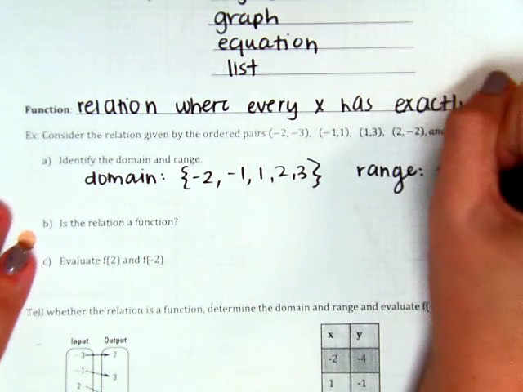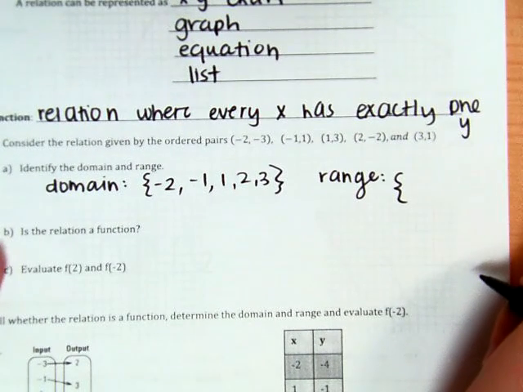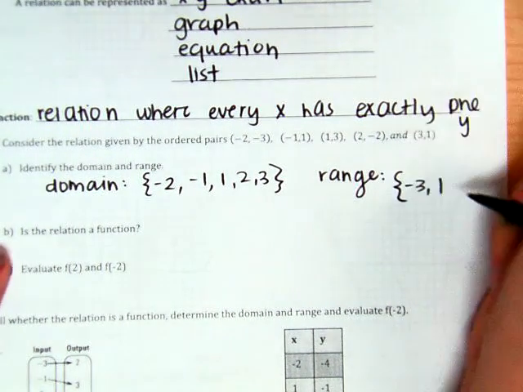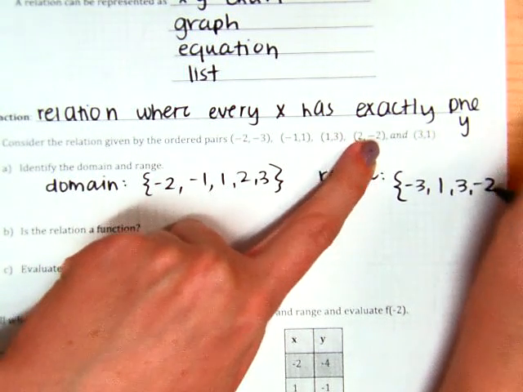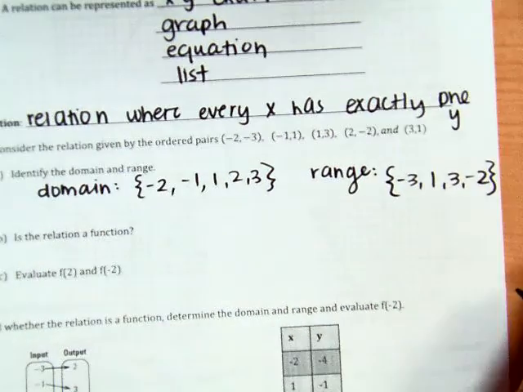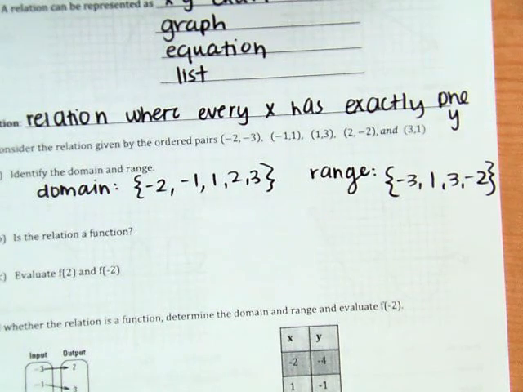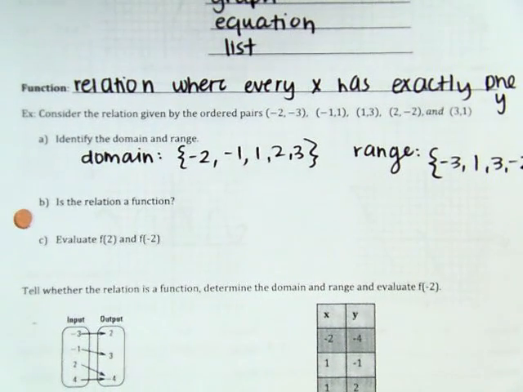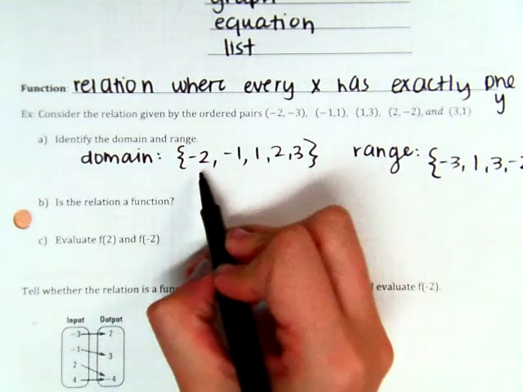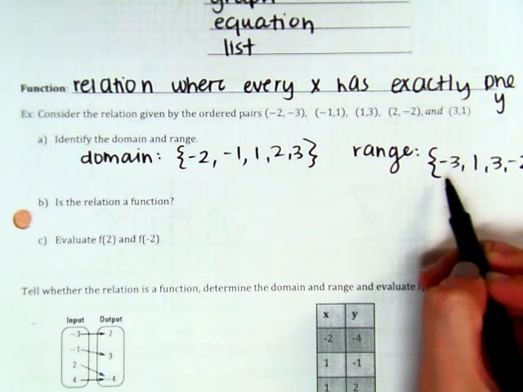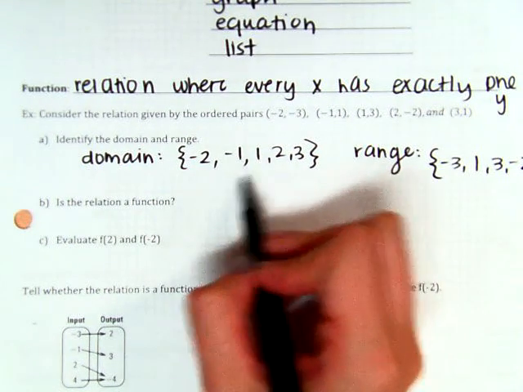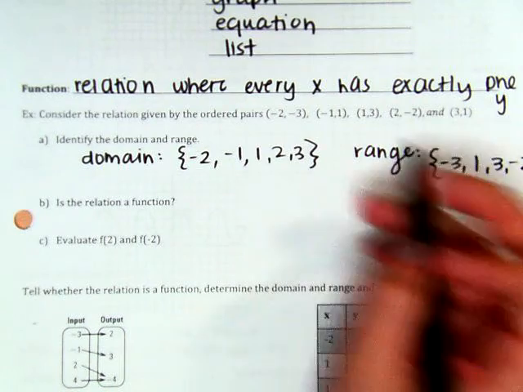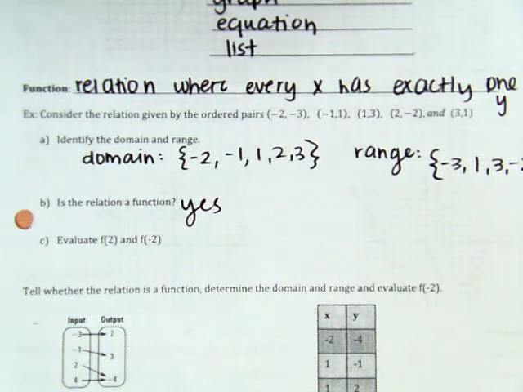My range would be my list of my y values. So I have -3, 1, 3, -2. Oh, and I repeated a 1, so I don't need to say it twice. And there you go. Is this relation a function? So does every x have a unique y? So no, there can't be two x's with one y. So yes, this is a function.